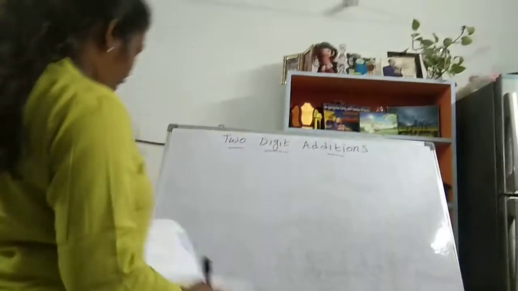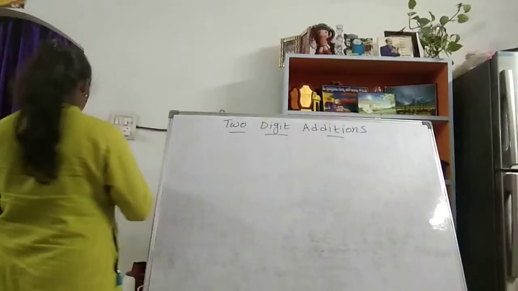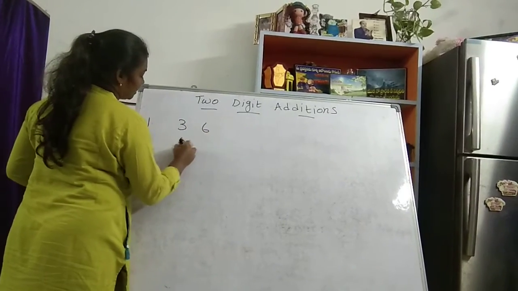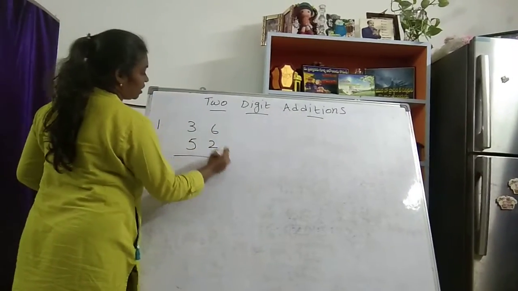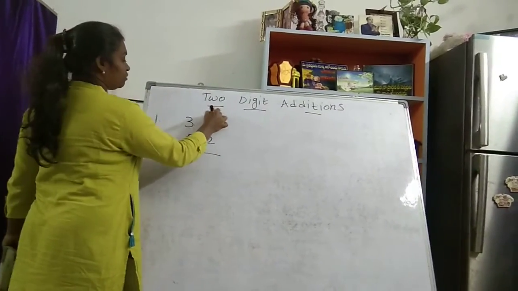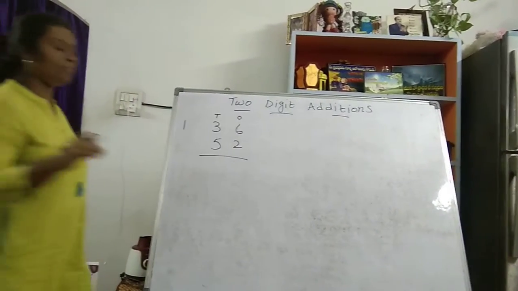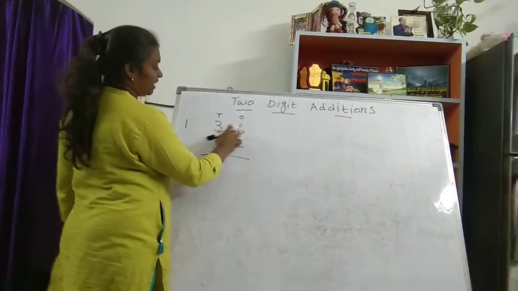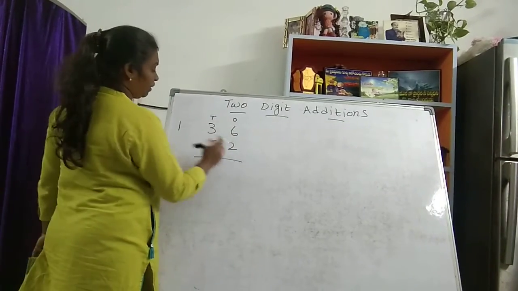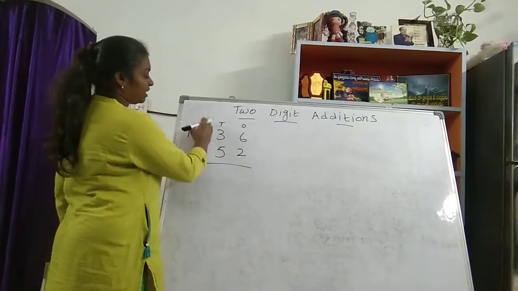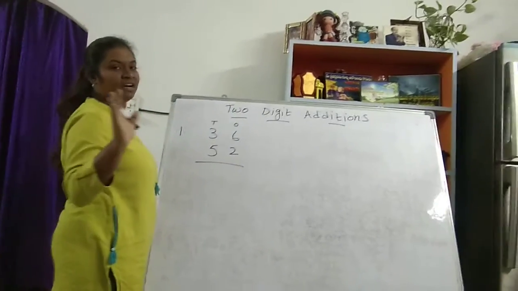Okay, please follow it very carefully. They are very, very important. Now the first one, 36 and 52. So we have 2 digits. This is ones place and this is tens place. Listen very carefully, children. 36 has 2 digits, 52 also has 2 digits. So here this is ones place and this is tens place. You know it very well, right?